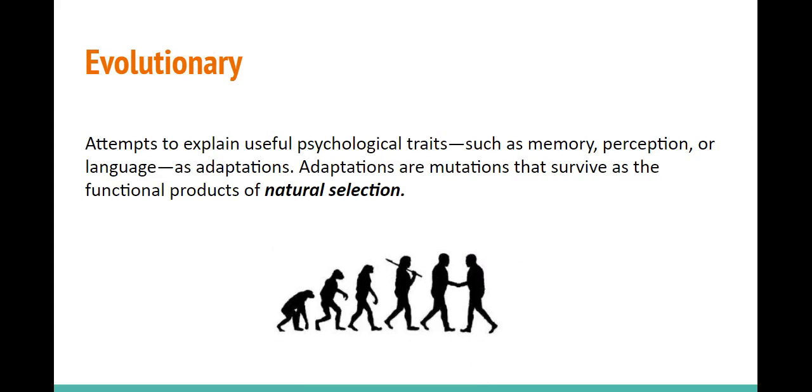Okay, finally, we're going to look at evolutionary psychology. It is a perspective or an approach to psychology. It could be considered a part of biological psychology, but it attempts to explain useful psychological traits, things like our ability to remember things and to forget others, our perception, our language, as adaptations. And adaptations are mutations that have survived as a functional product of natural selection.